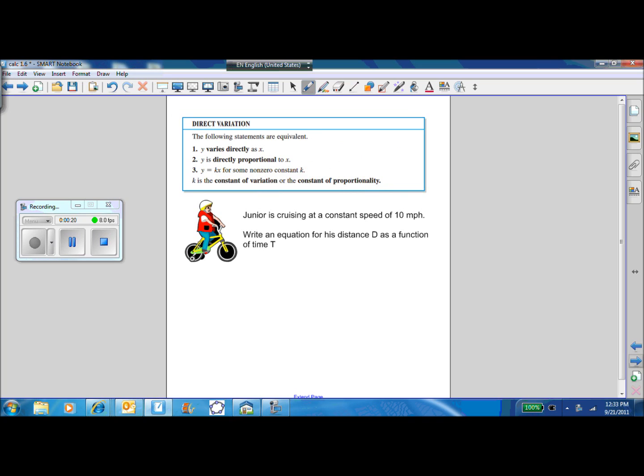First of all, direct variation. All these statements are equivalent. Y varies directly as x, y is directly proportional to x, y equals some constant times x, and that k is the constant of variation, also called the constant of proportionality, because you can set up a proportion with these. If y varies directly as x, then y1 is to x1 as y2 is to x2. So we can add to there too, that you can set up a proportion when it's directly proportional to.